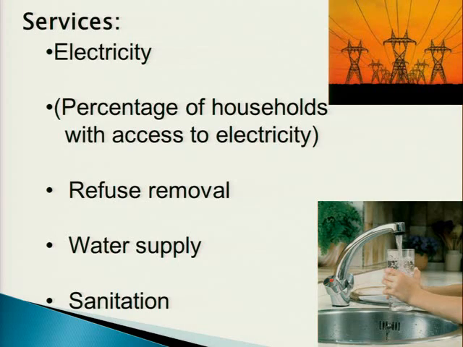Then the next one that we have there is water supply. Water supply in the country is very important because we must have access to clean water, because otherwise we can have sick people if we don't have enough clean water in the country. Then the next one that we have there is sanitation.